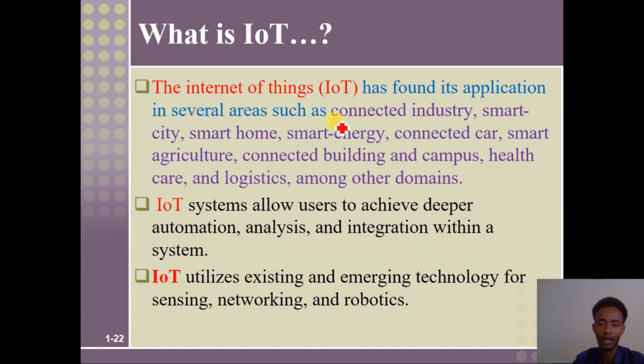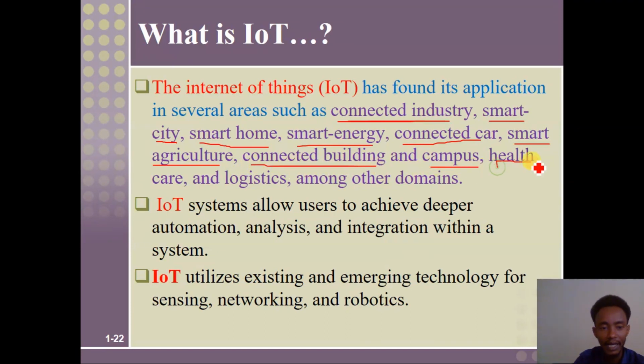We will see in another tutorial further, but it may be connected to the industry in smart city. In order to have a smart city, smart home, smart energy, connected car, smart agriculture to monitor our agriculture, connected buildings, health care, logistics, and among other domains. This Internet of Things has different application areas which we will see in the next tutorial.